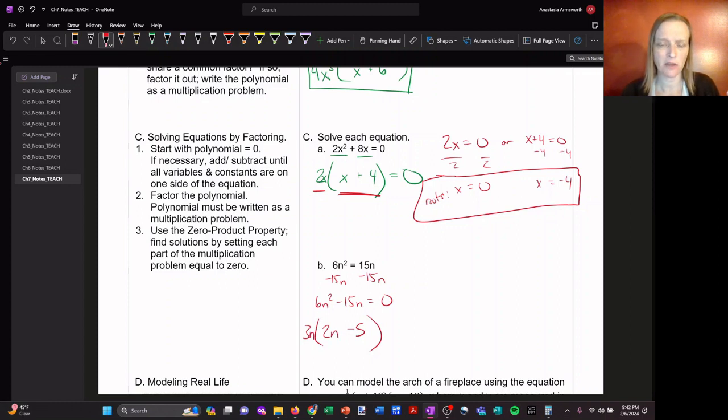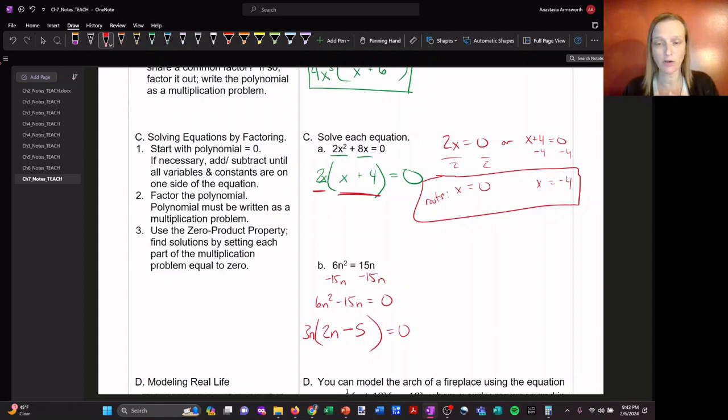N times n is where the n squared came from. But if I've got the n outside here, I don't need an n at all here on the second term of this polynomial. And so this has now been factored, and that factored form of the polynomial is still equal to 0.